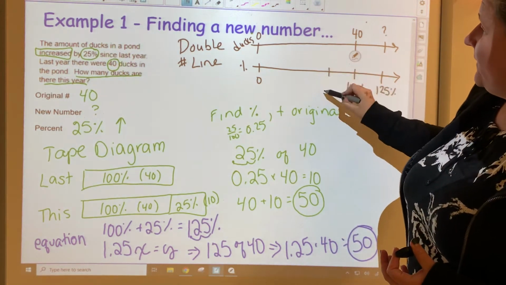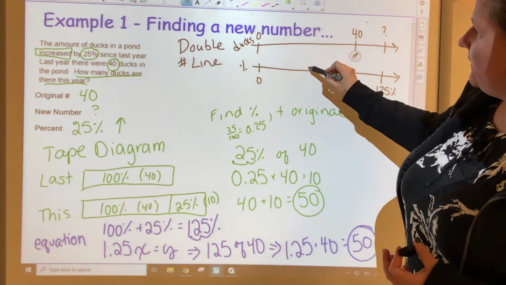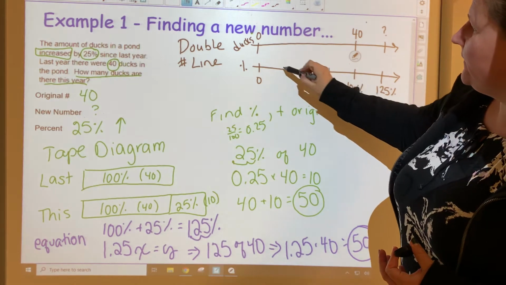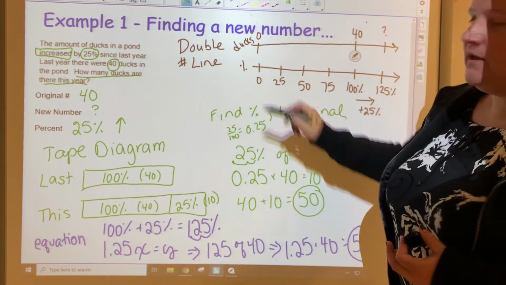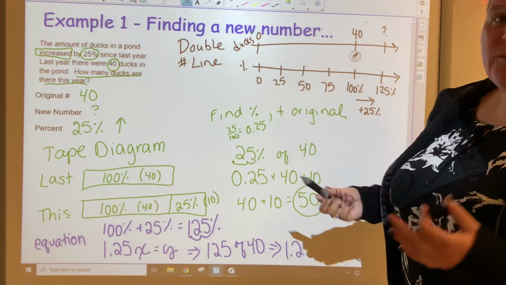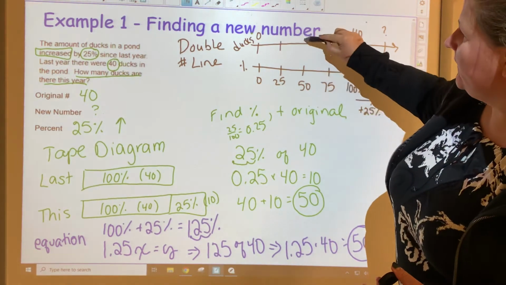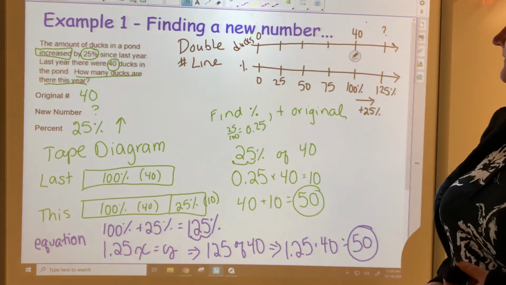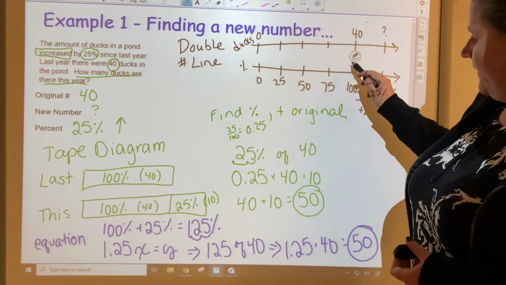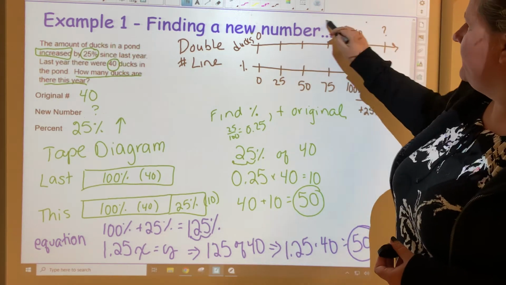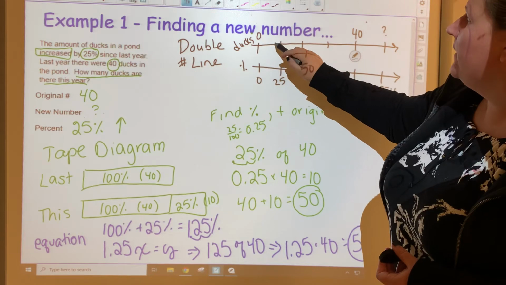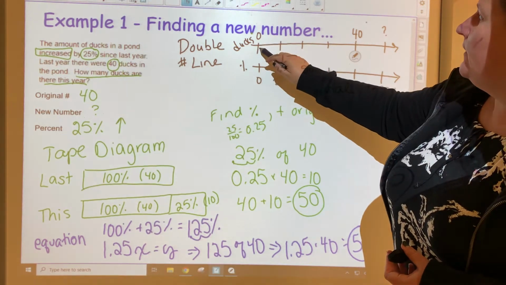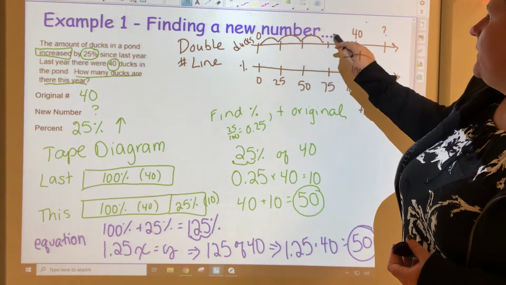So if I'm going down by 25s, I'd have 75, I'd have 50, I'd have 25, and I get down to 0. And if you remember my double number line, the numbers have to line up at the top. And so I have my 40 divided into, I have to get there in 4 jumps. See, 1, 2, 3, 4.